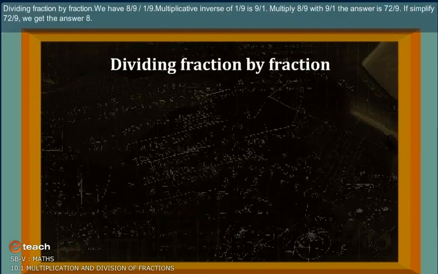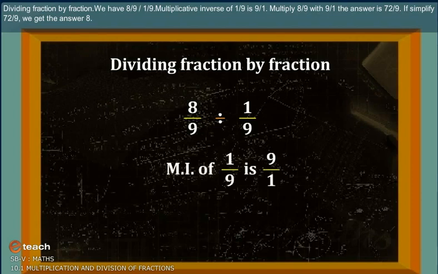Dividing fraction by fraction. We have 8 by 9 divided by 1 by 9. Multiplicative inverse of 1 by 9 is 9 by 1. Multiply 8 by 9 with 9 by 1 and the answer is 72 by 9. If we simplify 72 by 9, we get the answer, that is 8.